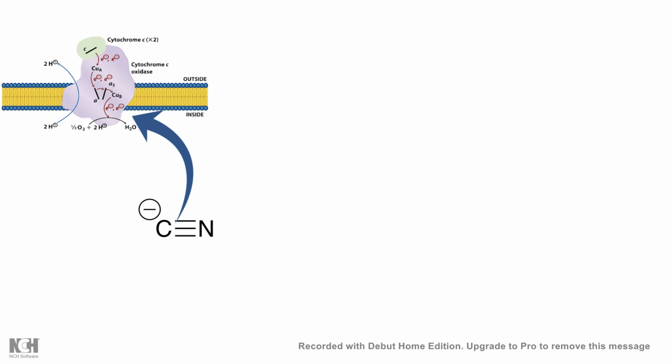Let us take an example of non-competitive inhibition. Cyanide can be a non-competitive inhibitor of cytochrome c oxidase, and that's why it could be detrimental for us. And that was pretty much the discussion about mixed inhibition and one special case of mixed inhibition, which is non-competitive inhibition.